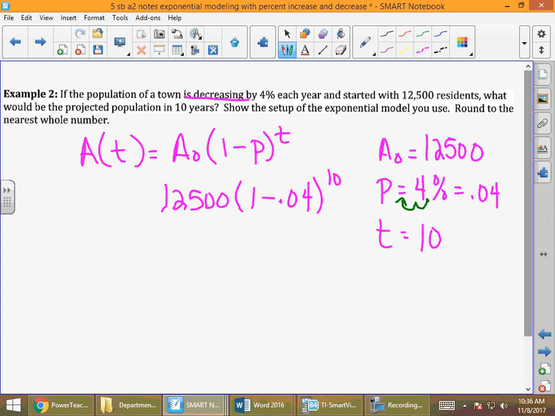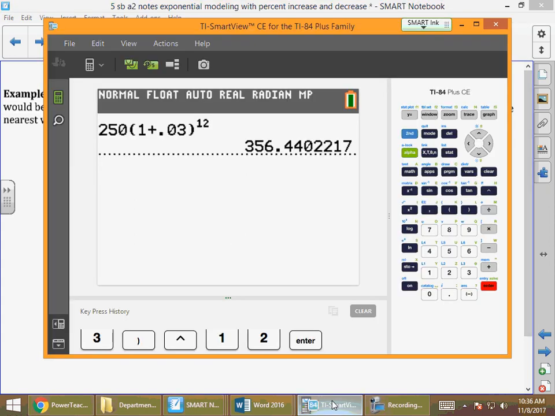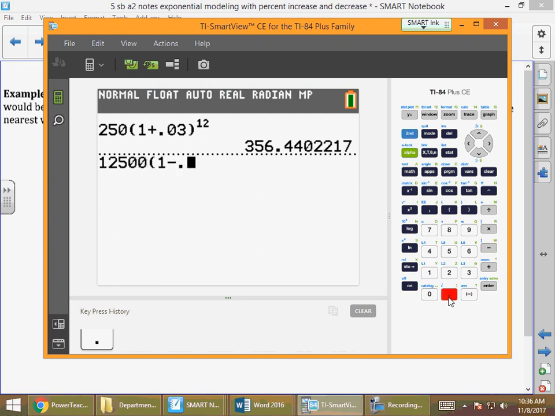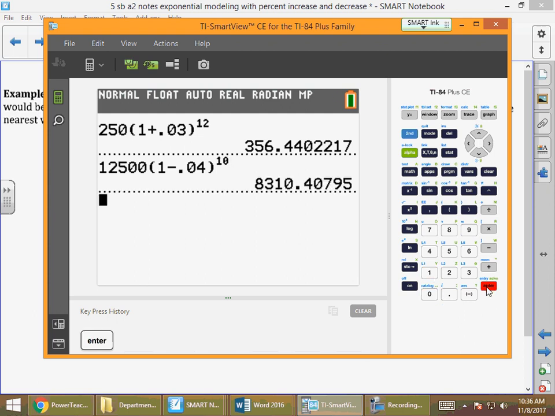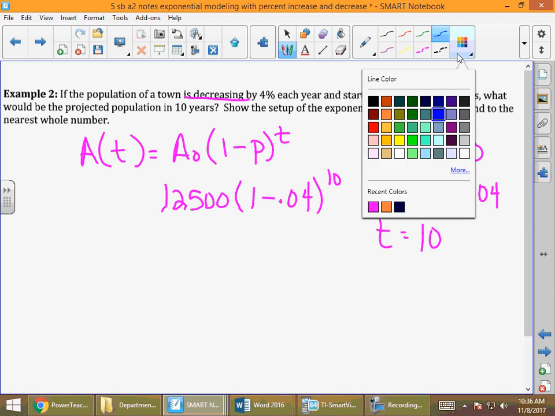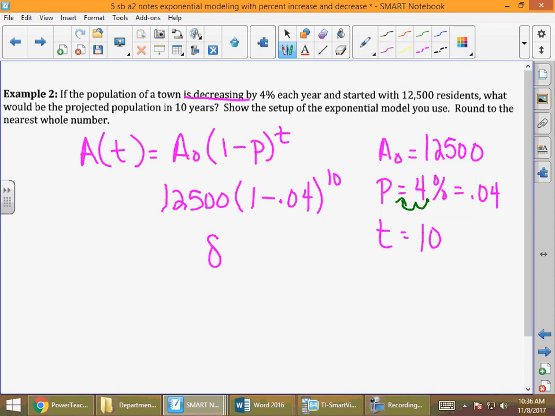As we type it in: 12,500 times 1 minus 0.04, caret, that gets your exponent, to the 10. Again, we're not going to have partial people. So I got 8,310 people. Some people might have rounded up, but 8,310, I'm going to stick with it.